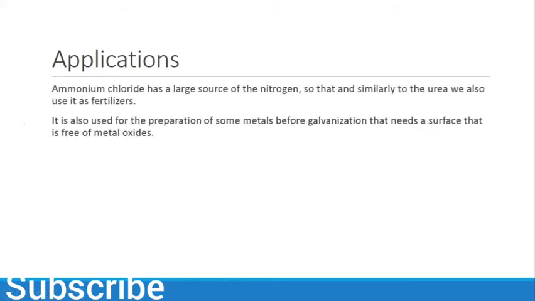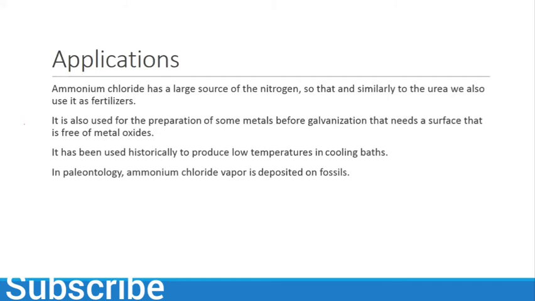And it is a very large source of nitrogen, so it can be used as fertilizer for our fields. It is also used for the preparation of some metals before galvanization that need a surface that is free of metal oxide. So if we want to remove any metal oxide from the surface, we will use ammonium chloride. It has been used historically to produce low temperature in cooling baths. Why low temperature? Because mostly its reactions are endothermic. So if it is endothermic, the temperature is low from outside.